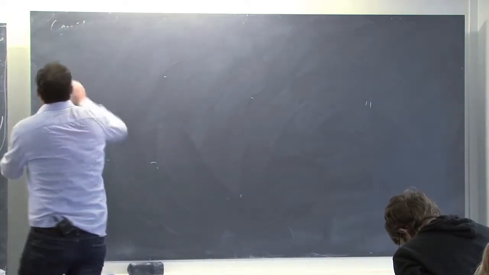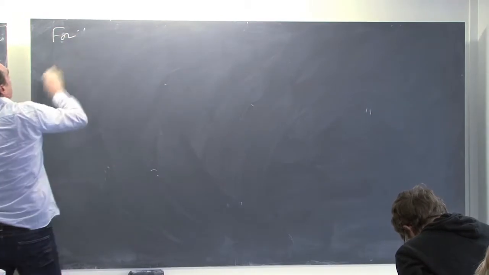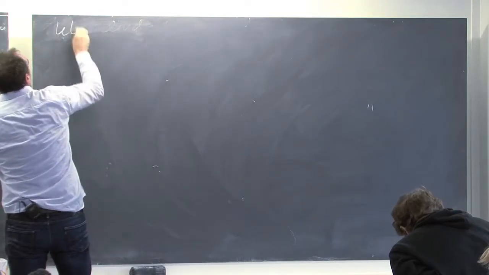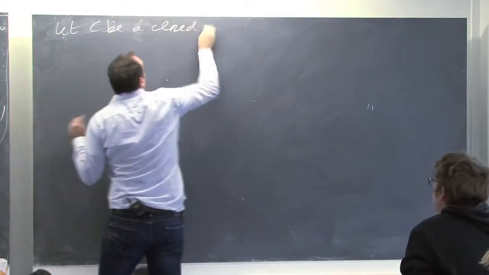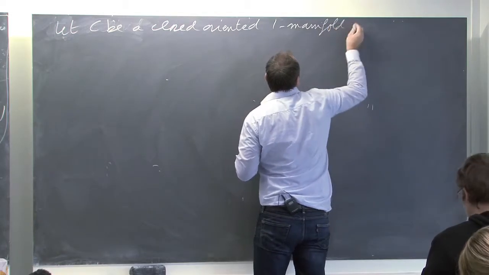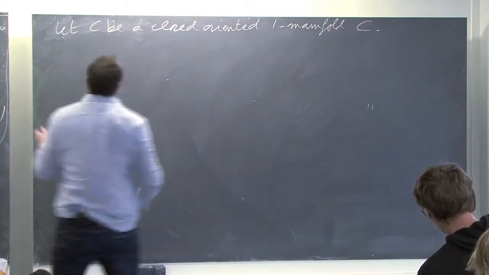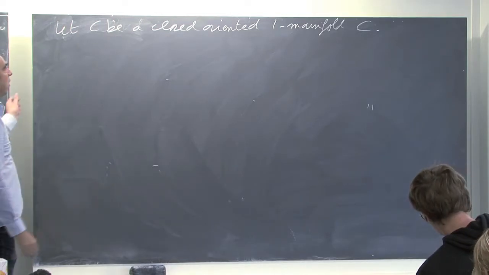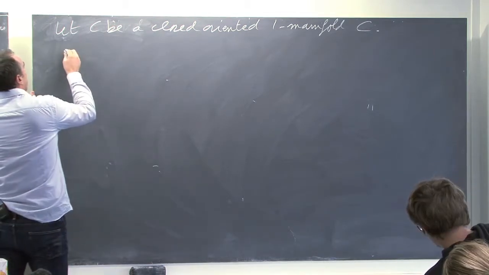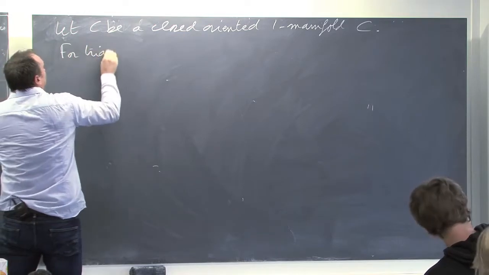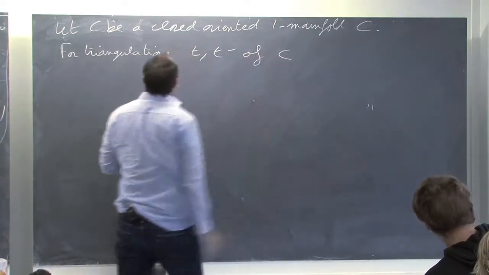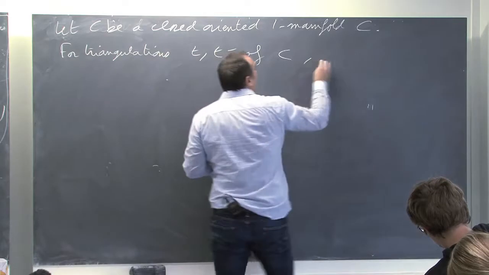So consider a closed oriented one-manifold C. Now, for triangulations T and T prime of C, you can define what? You can consider the cylinder on C.